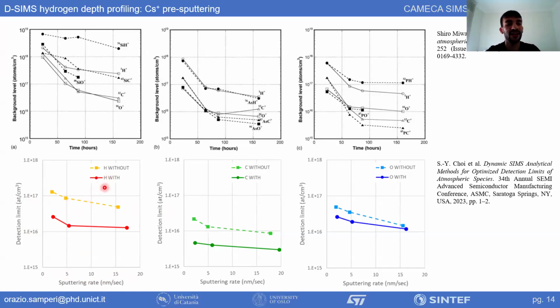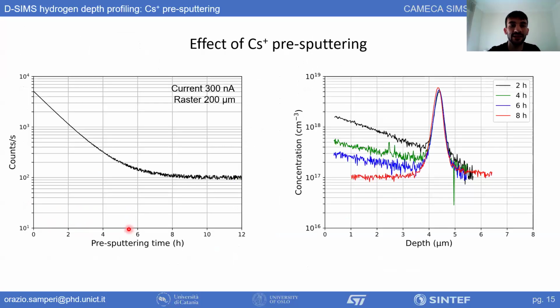And so here, what they observe is quite a large difference between the measurement without using the presputtering and the measurement obtained with using the presputtering. If you just focus on the hydrogen, we have a lowering of almost 1 order of magnitude. And what they say is that we can reach a detection limit around 1 to 10 to the 16 atoms per centimeter cube.